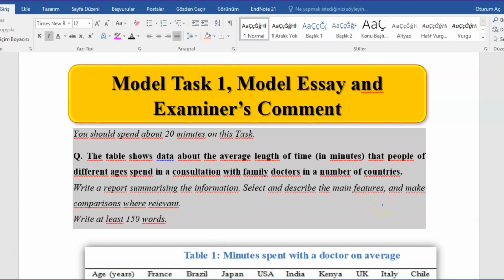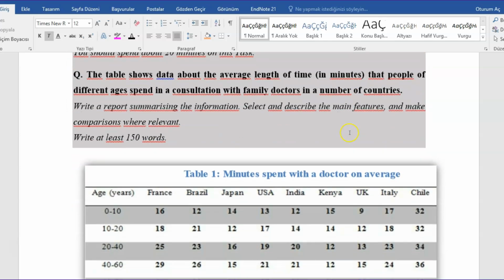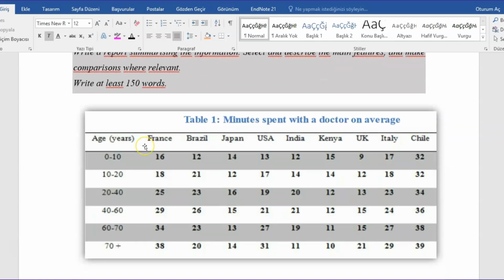Our question here is, the table below shows data about the average length of time in minutes that people of different ages spend in a consultation with family doctors in a number of countries. Write a report summarizing the information, select and describe the main features, and make comparison where relevant.